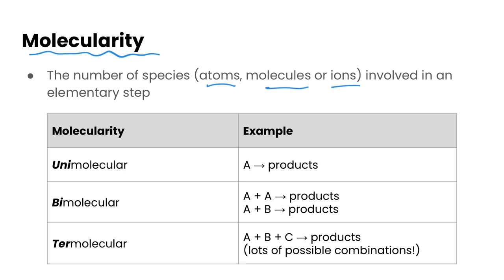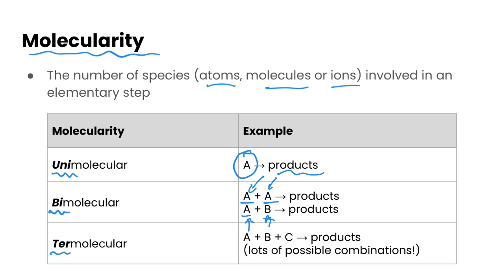If, for example, the elementary step just has one thing, so one atom, one molecule, or one ion producing products, we would call that unimolecular, so uni meaning one. For something that involves 2 things, like either A plus A or A plus B creating products, we would say that this is a bimolecular elementary step because it involves 2 things. It could either be 2 of the same thing or 2 different things.